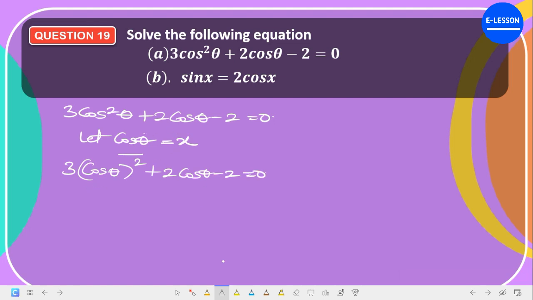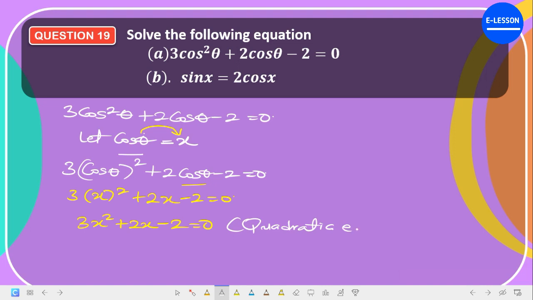Now, wherever we see cos theta, we are going to put x. So this gives us 3x squared, because in place of cos theta we put x, plus 2, we have cos theta here so we put x, minus 2 is equal to 0. And this gives us 3x squared plus 2x minus 2 is equal to 0. Now, this is a quadratic equation.